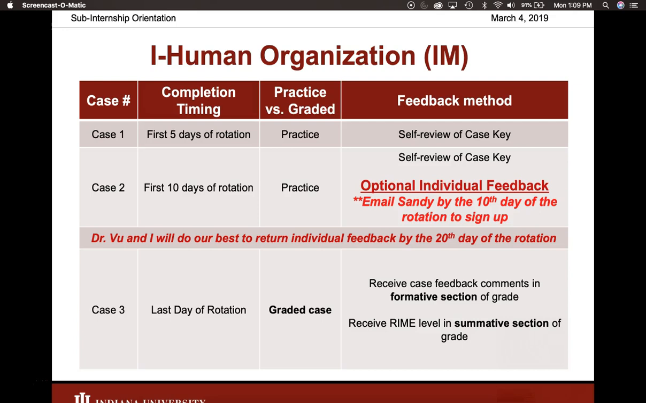In order to obtain this optional emailed individual feedback, you'll need to email Sandy Laughlin for the internal medicine sub-I by the 10th day of the rotation in order to sign up.